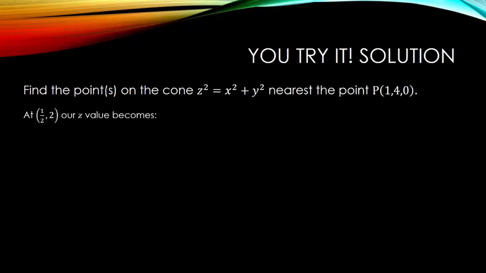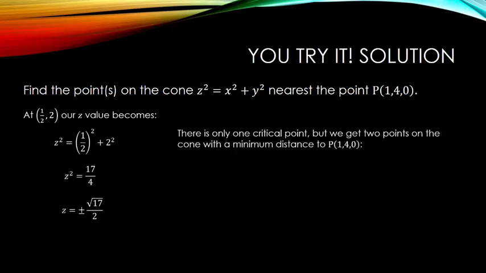At (1/2, 2), my z value becomes z squared is equal to 1/2 squared plus 2 squared. So z squared is 17 over 4, and z is plus or minus the square root of 17 over 2. There's only one critical point, but there are 2 points on the cone with a minimum distance to the point P given by coordinates (1, 4, 0). Those points are (1/2, 2, plus or minus the square root of 17 over 2).